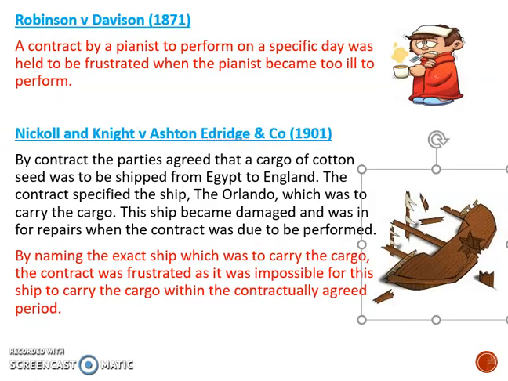It's possible to frustrate a contract through illness, and that's illustrated in Robinson v Davison, but be a little bit careful with this principle because this contract was frustrated where a specific pianist couldn't perform on a particular day. If, however, it's a job not requiring a particularly specialist skill, it might well be that the contract is not going to be frustrated just because of illness. Similarly, in the case of Nickoll, a contract named an exact ship which was damaged at the time that the contract was due to be performed, and because they'd named that precise ship and another ship couldn't be used in its place, that contract was frustrated.